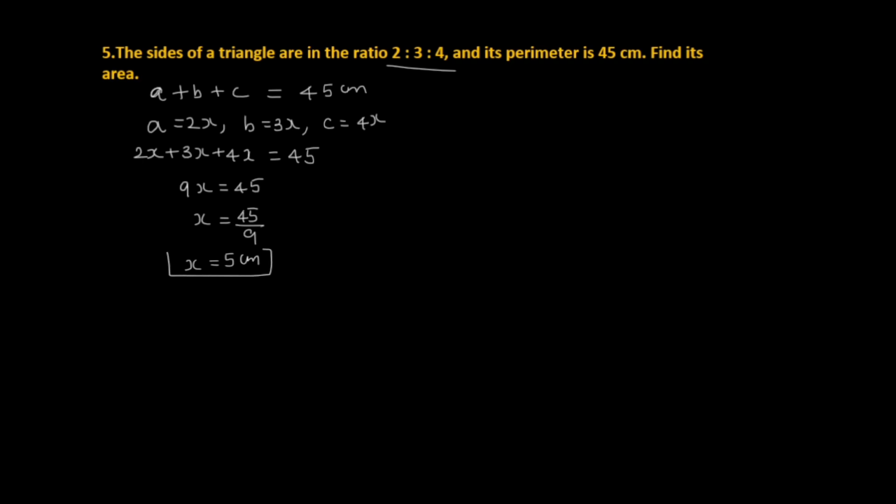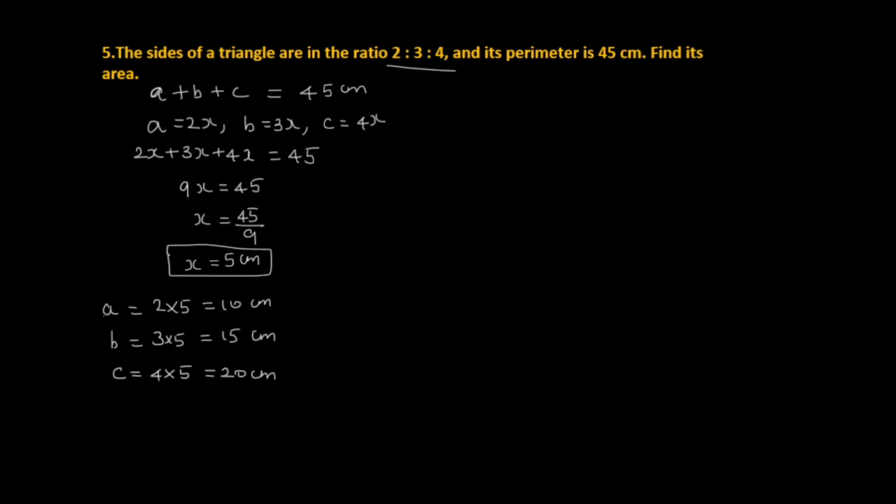So if x is equal to 5 centimeter, side A is equal to 2 into 5, 10 centimeter. Length of one side is 10 centimeter. B is equal to 3 into 5, 15 centimeter. So the next side is 15 centimeter. The third side, 4 into 5, is equal to 20 centimeter. So if we add, we will get 45 centimeters. That is the perimeter given.